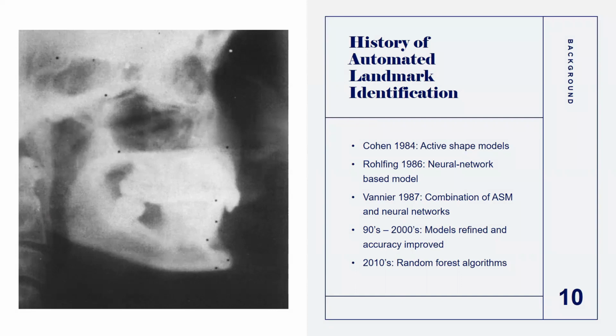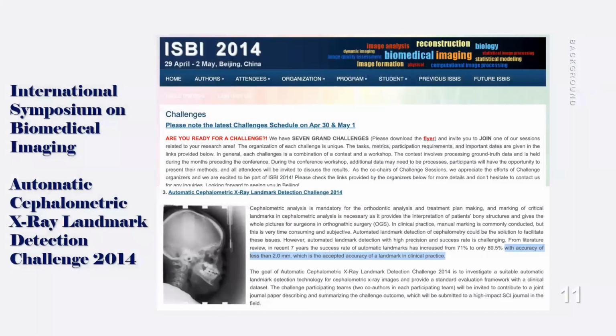Thank you. These two methods were combined by Vanier, who developed a model that worked through a combination of both active shape models and neural networks. Interest grew throughout the 90s and 2000s, and the models were further refined, leading to a significant improvement in their accuracy and efficiency. However, it was a transition to the more robust random forest algorithms in 2010 that represented a turning point and drastically increased academic interest in the field. So in 2014, the International Symposium on Biomedical Imaging announced a worldwide challenge, which invited teams to compete in automatic cephalometric X-ray landmark identification.